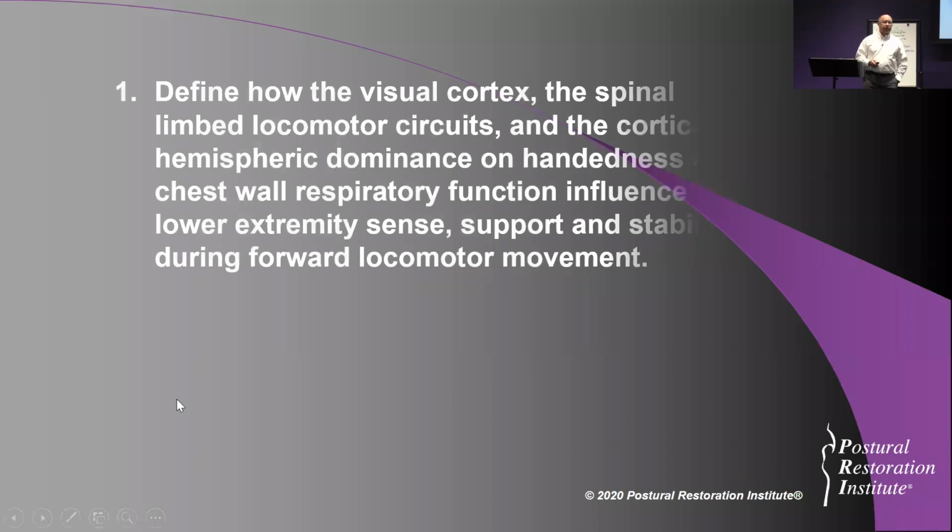What are they? How does the visual cortex, the spinal limb locomotor circuits, and the cortical hemispheric dominance of handedness and chest wall respiratory function influence your legs? Period. This is not a course on legs. If you thought you were coming to a course on legs, Tim, you came to the wrong house.